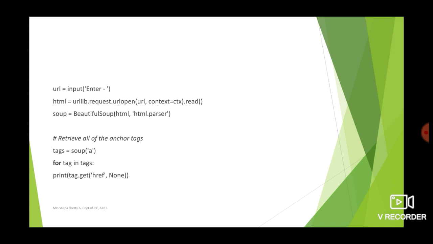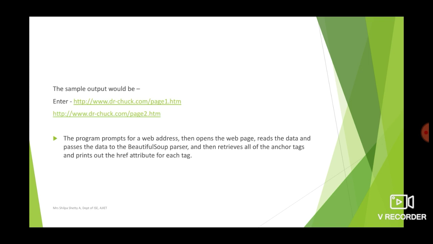First we create a variable for the Beautiful Soup library, then we retrieve all the anchor tags, so soup('a') we need to write. Then for all of the tags, we retrieve the link that is written in that particular anchor tag, tag.get('href', None). When you run this program, for example, let us enter the web server name as www.drchuck.com/page1.html. Imagine that is the first page that we have seen. We have discussed one HTML page, right? Let us imagine that it is that page.